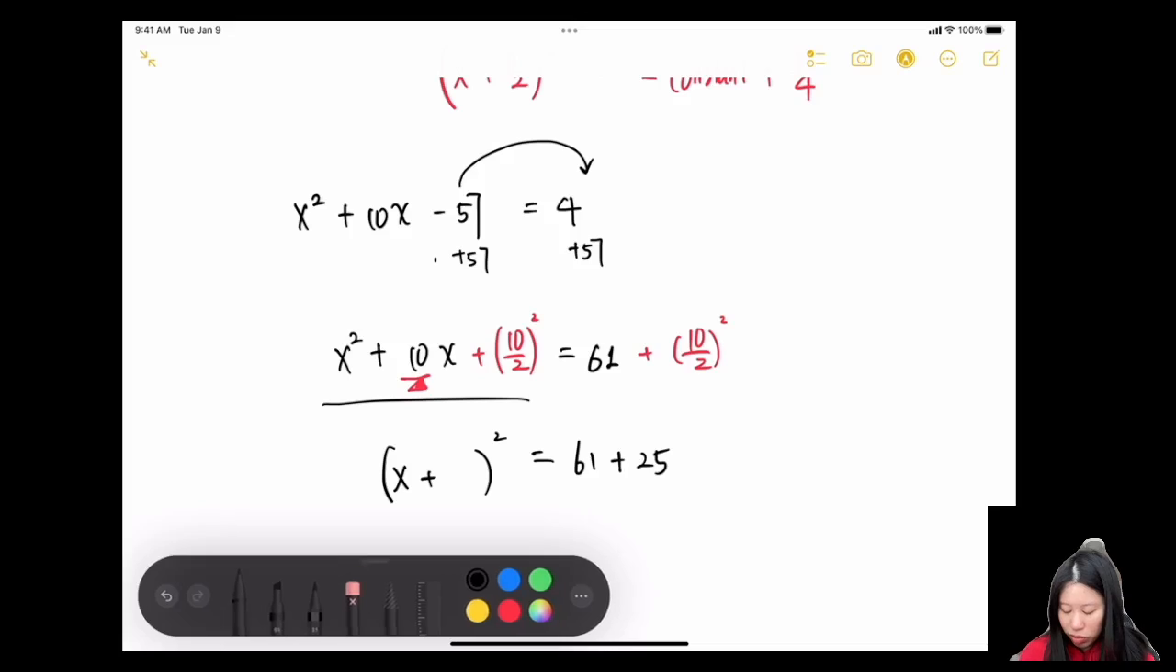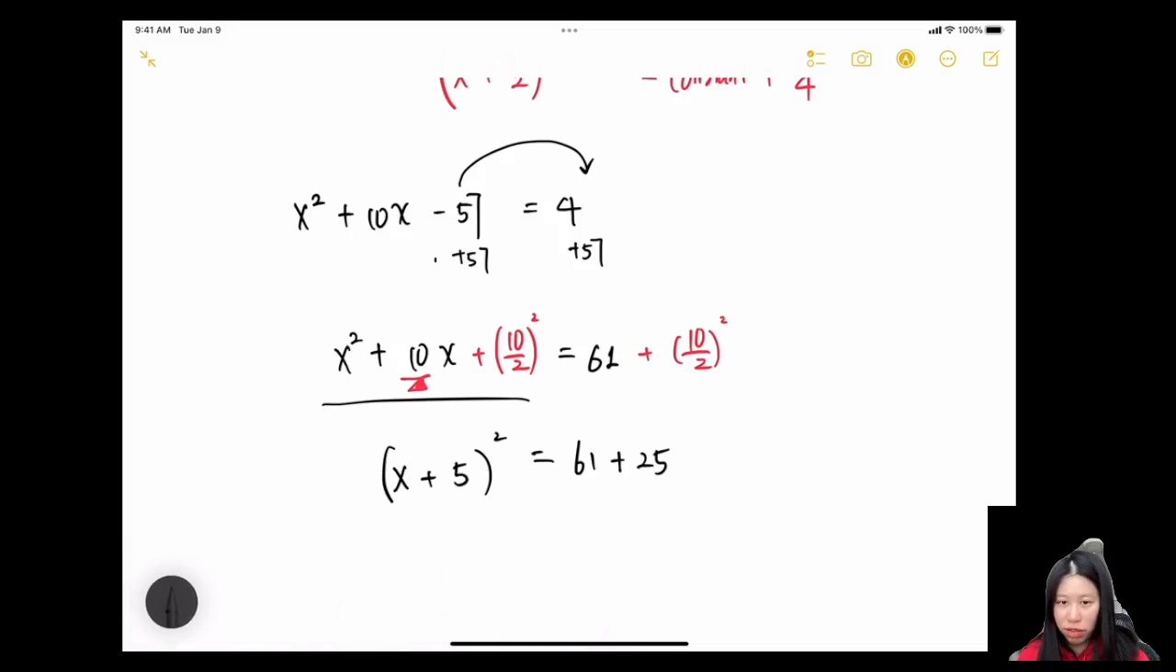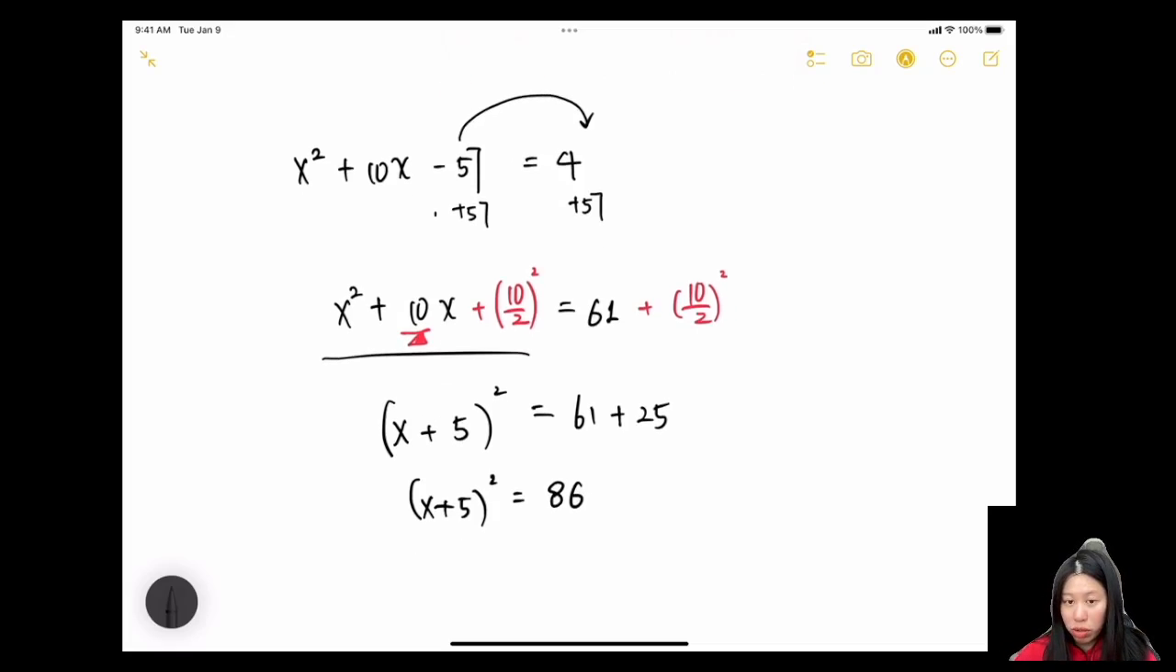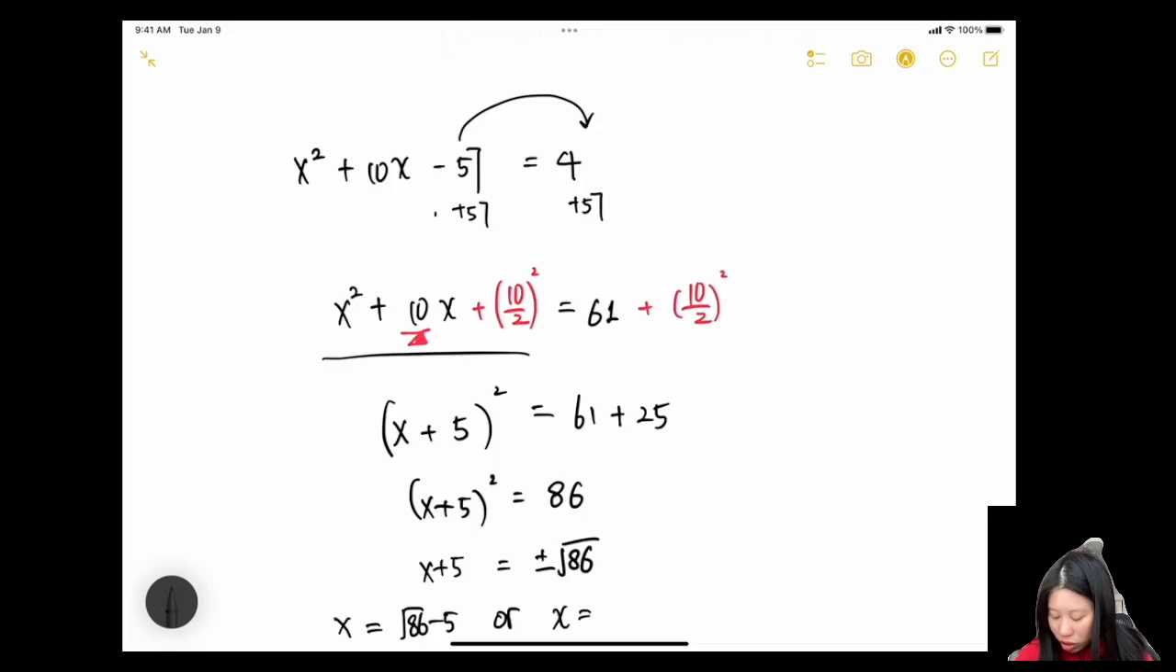Okay, so this has become 5. I'm going to change it to 25. And now let's simplify it. So we have (x plus 5) squared equals 86. So when you take the square root, I have x plus 5 equals positive or negative square root of 86. So x either equals positive square root of 86 minus 5, or x equals negative square root of 86 minus 5.